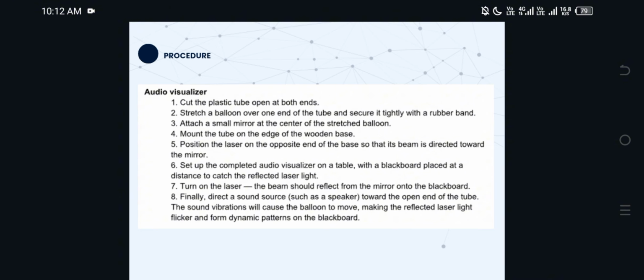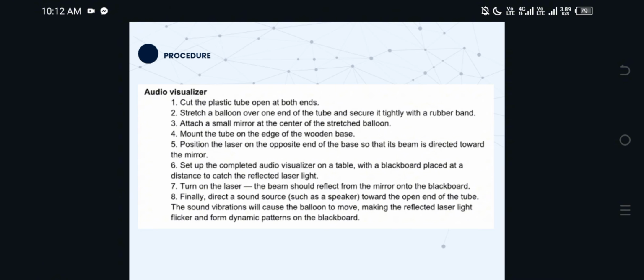Fifth, position the laser on the opposite end of the base so that its beam is directed toward the mirror. Sixth, set up the complete sound visualizer on a table with a blackboard placed at a distance to catch the reflected laser light. Seventh, turn on the laser. The beam should reflect from the mirror onto the blackboard. And eighth, direct a sound source, such as a speaker, towards the open end of the tube.